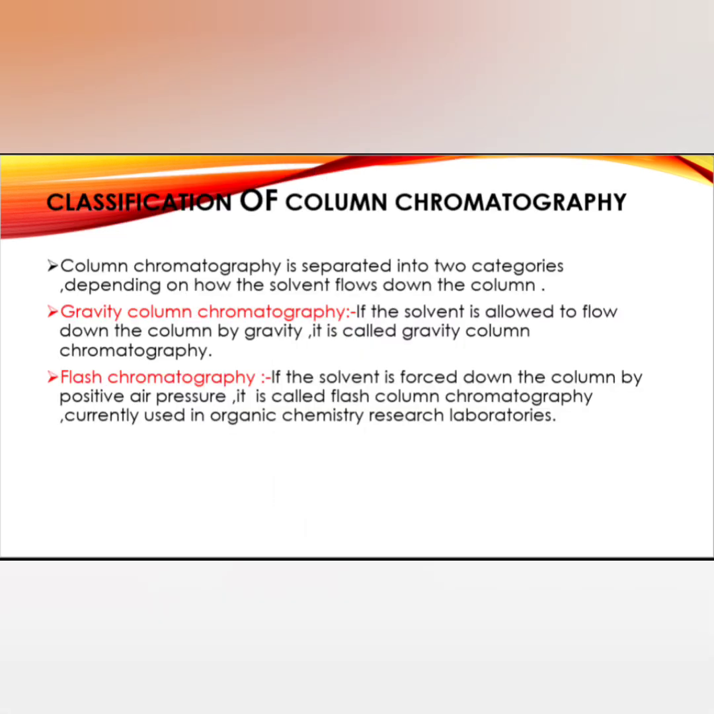And its classification. Column chromatography is separated into two categories depending on how the solvent flows down the column. First one is gravity column chromatography. If the solvent is allowed to flow down the column by gravity, it is called gravity column chromatography. And second one is flash chromatography. If the solvent is forced down the column by positive air pressure, it is called flash column chromatography, currently used in organic chemistry research laboratories.